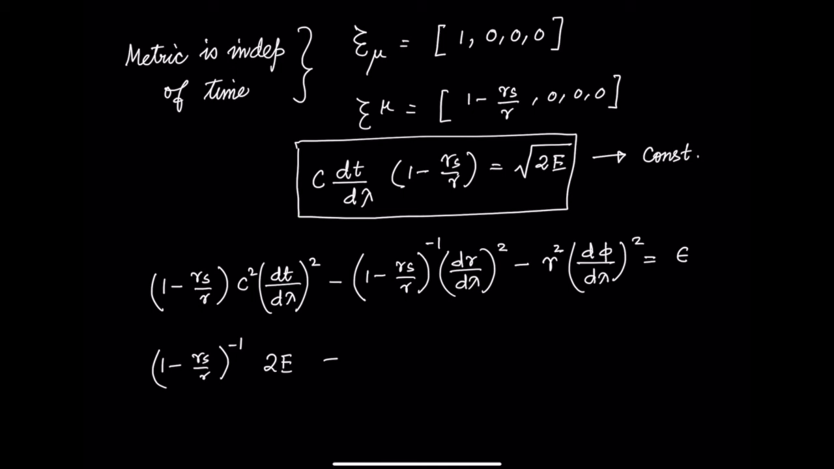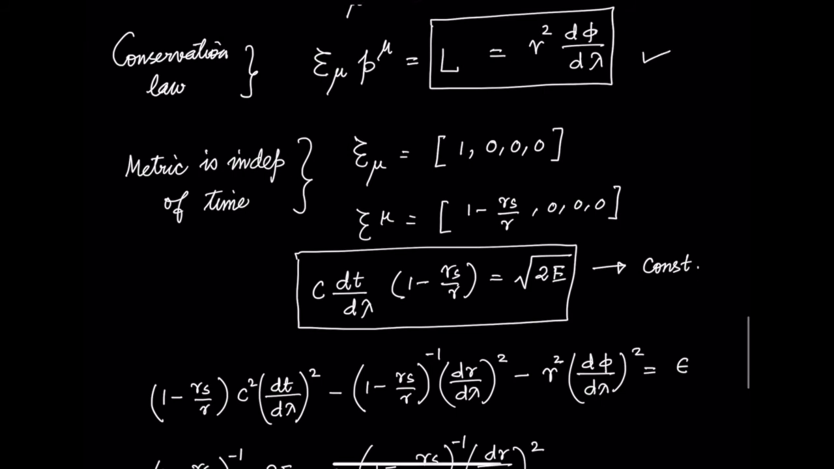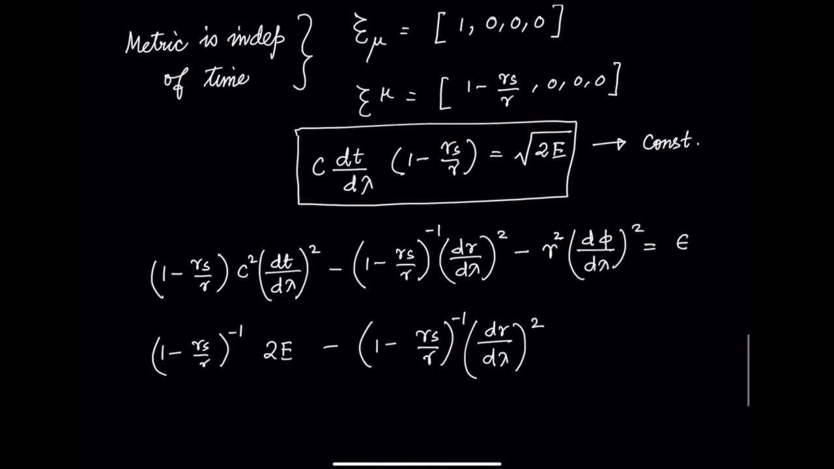Let's keep dr d lambda as it is. Dr d lambda looks like the normal radial velocity. And d phi d lambda I can replace with the definition of angular momentum. So d phi d lambda whole square will be L square by r to the power 4. So I get here L square by r square, and that whole thing is equal to epsilon.